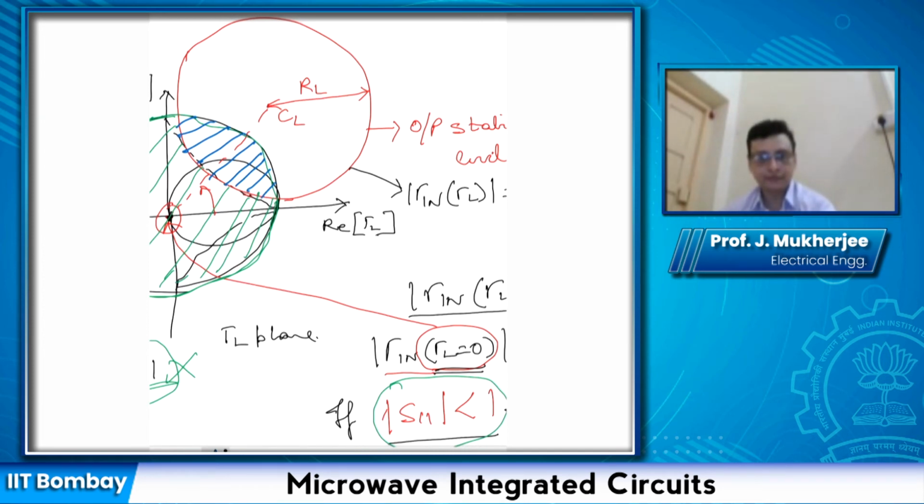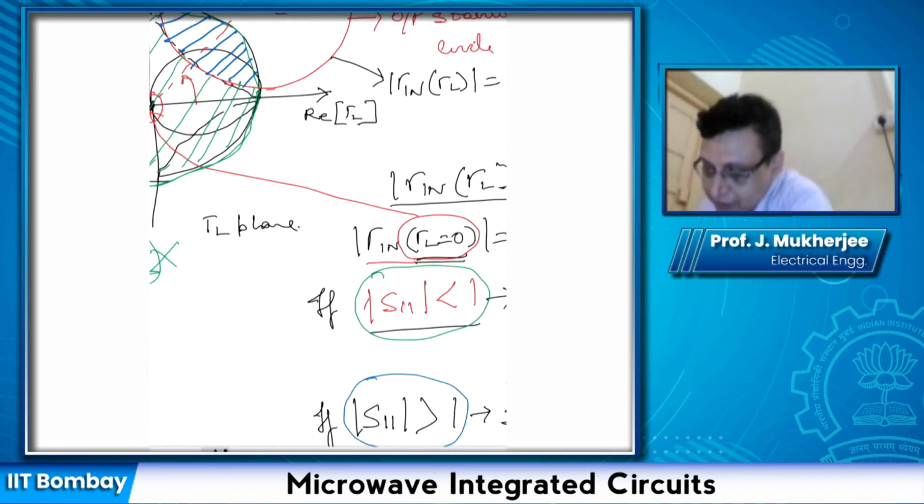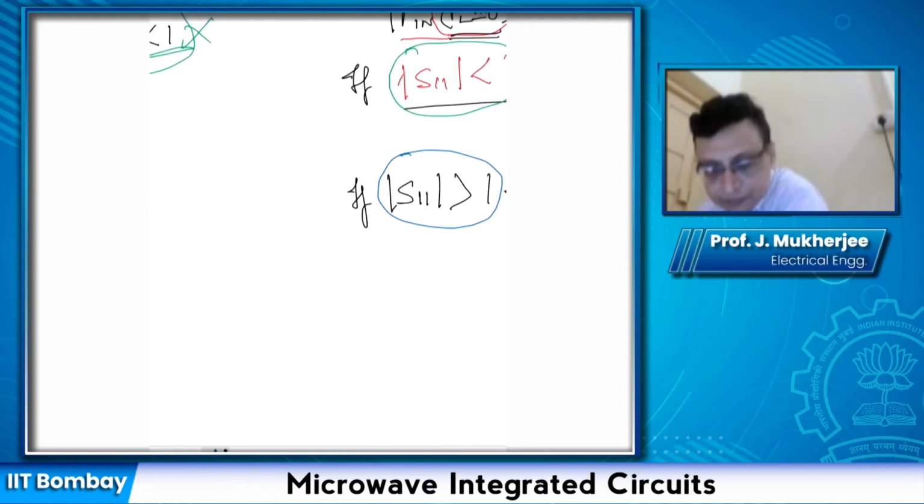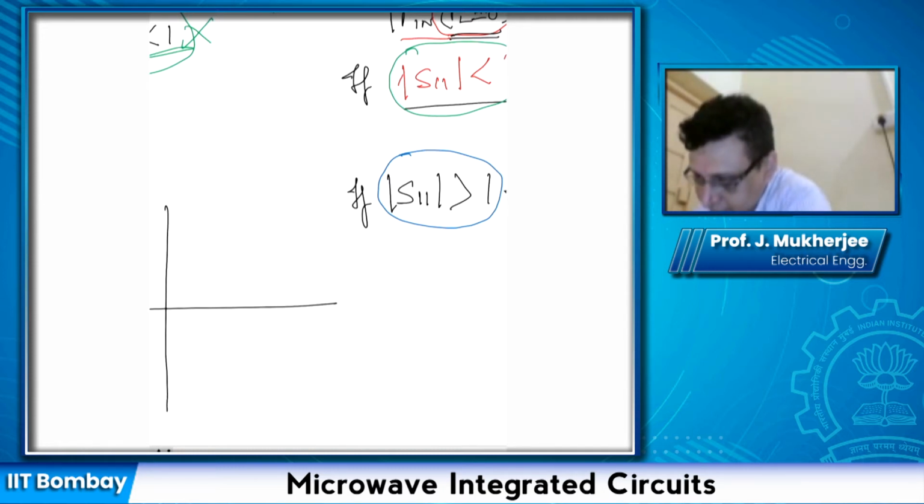Now suppose I had the output stability circle in a different way. Let me draw it. So once again, this is my unit circle of the Smith chart.